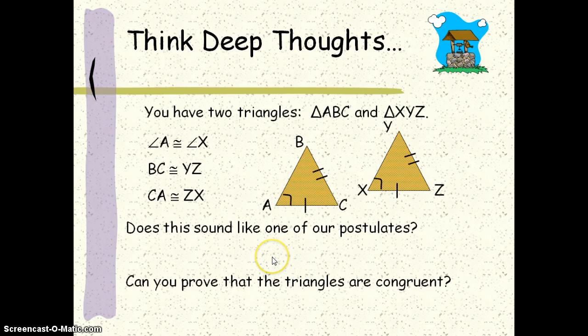Does this sound like any of our postulates? No. Here we have a side, side, then an angle, and here we have a side, side, then an angle. If you look at SSA spelled backwards, it spells a bad word. If it spells a bad word, then you cannot use it to prove that the triangles are congruent. So that's a really easy way to remember this one. So side, side, angle cannot prove that triangles are congruent.